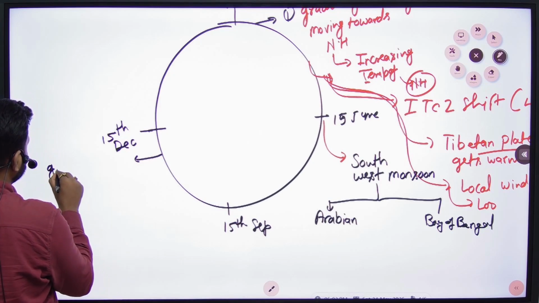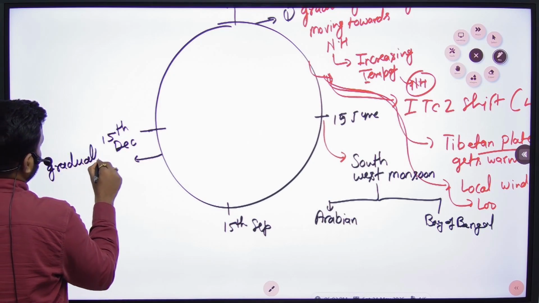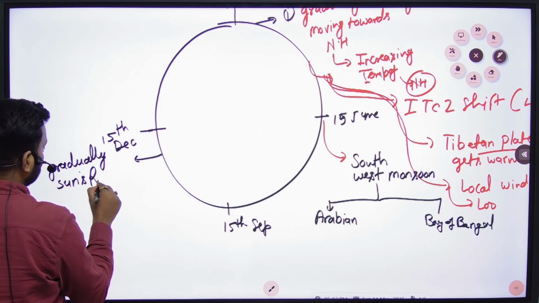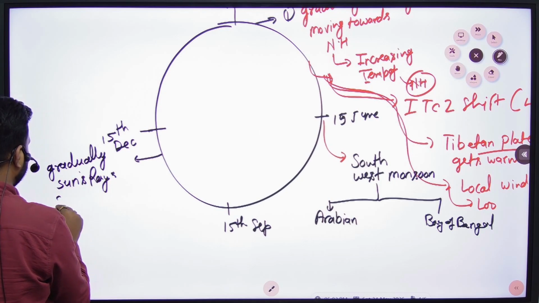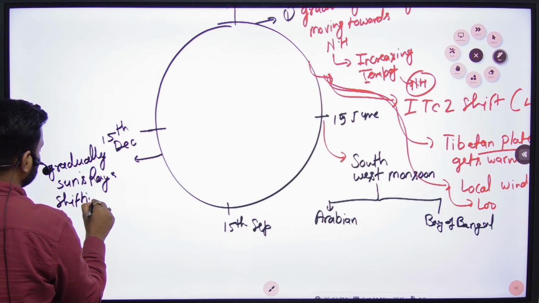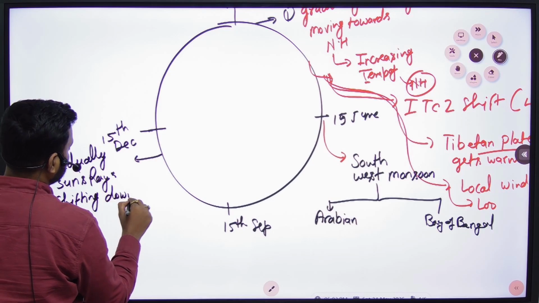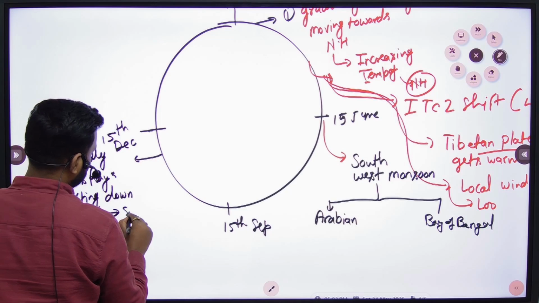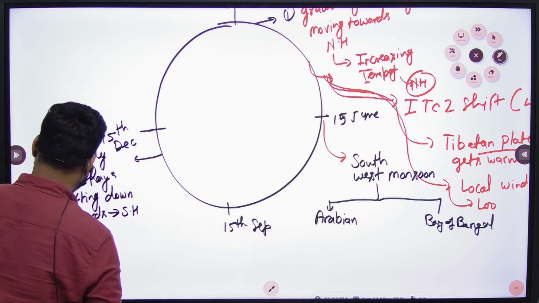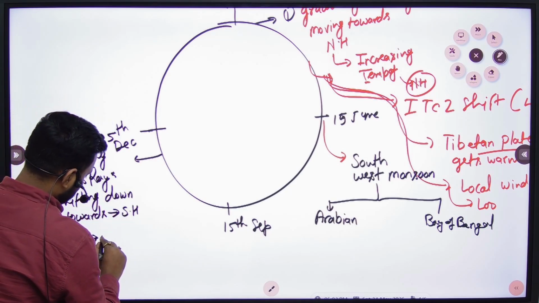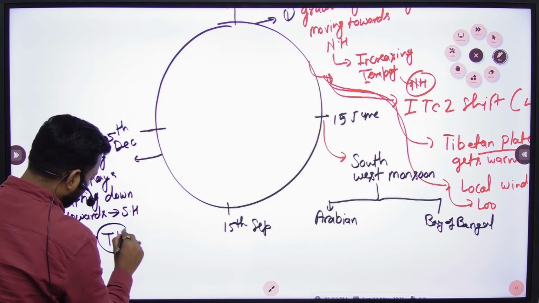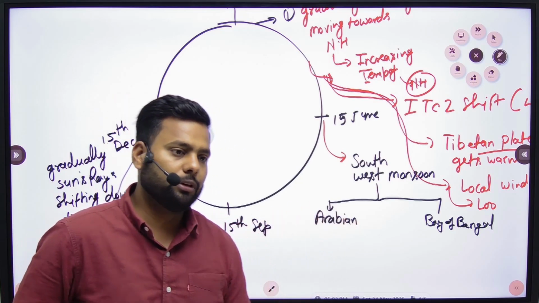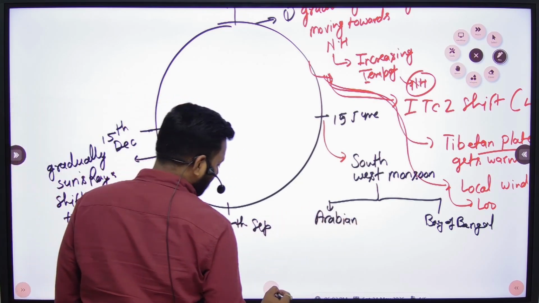Gradually the apparent movement of the sun's rays shifts down towards the southern hemisphere. So this condition leads to a decrease in temperature in the northern hemisphere. Gradually, we all know that land becomes warmer faster and cooler faster, so land develops high pressure.